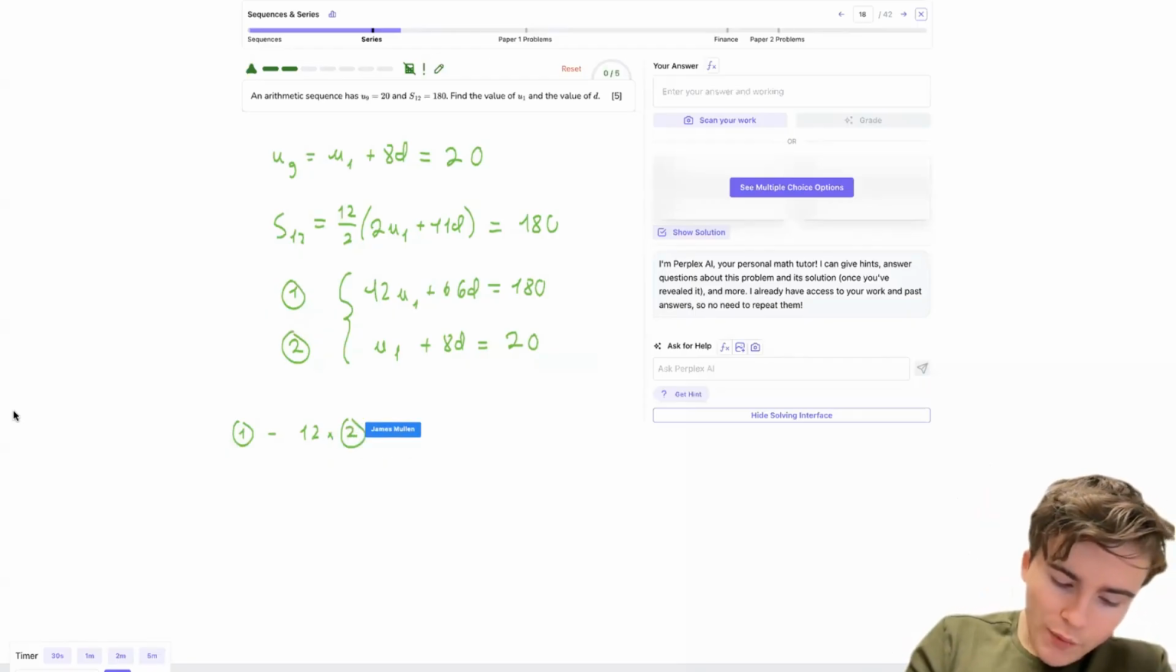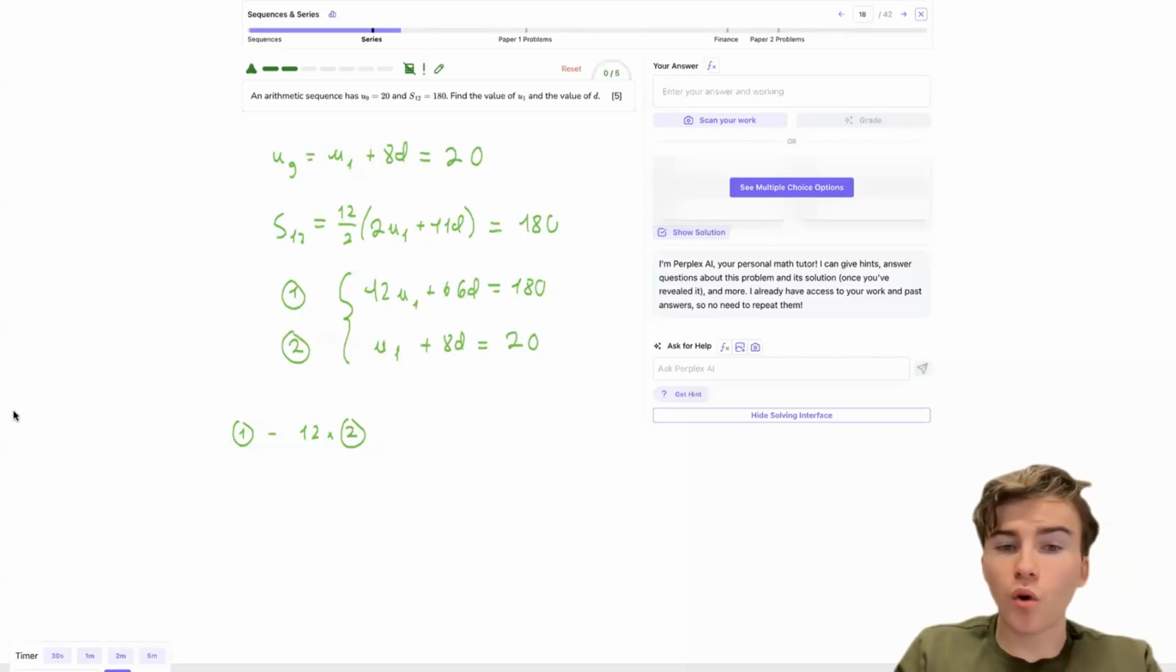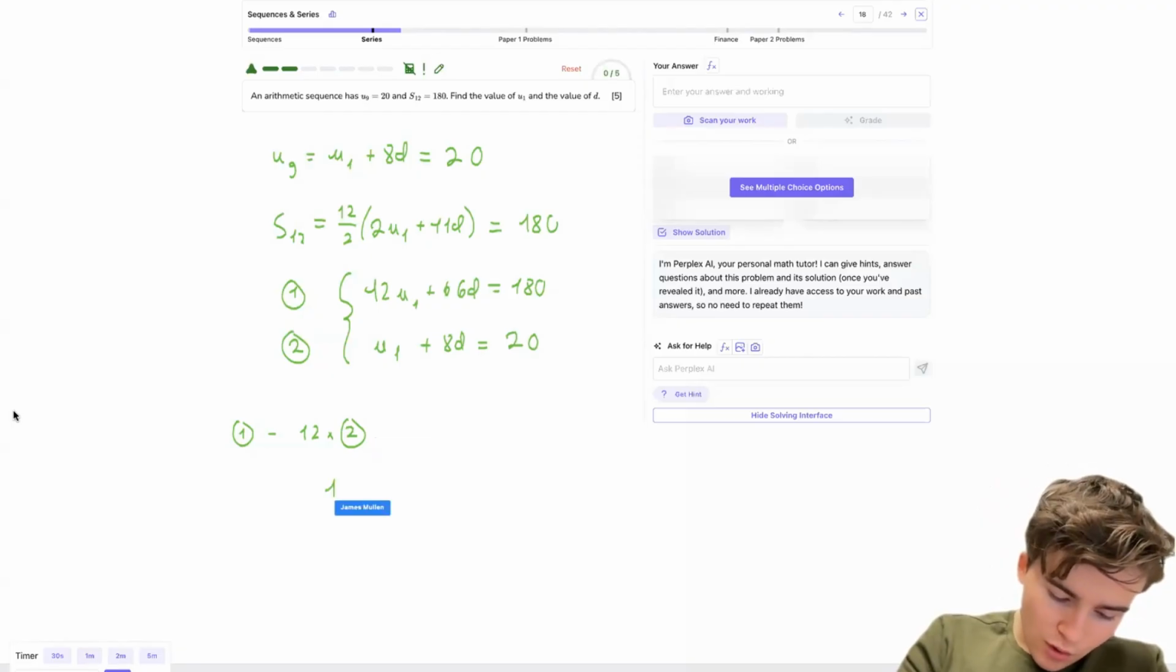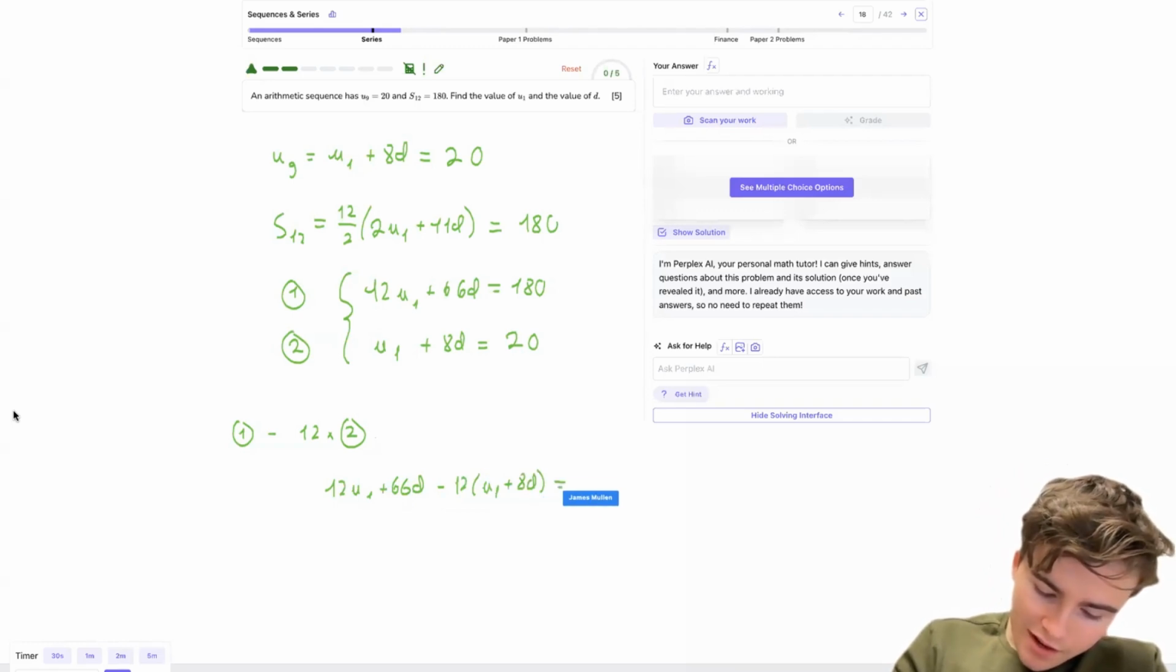Okay? Why do I do that? Because then I'm going to get u1 minus 12u1 on one side, and the u1s are going to cancel. So let's write that out. On the left-hand side, 12u1 plus 66d minus 12 times u1 plus 8d. On the right-hand side, 180 minus 12 times 20.